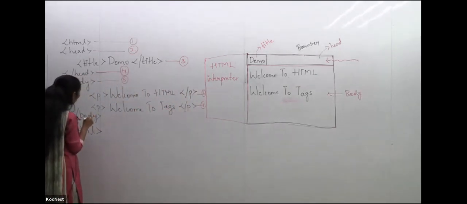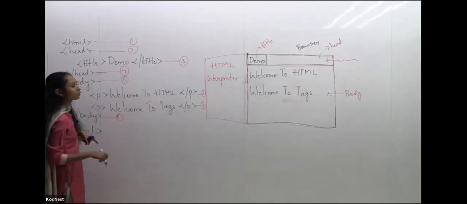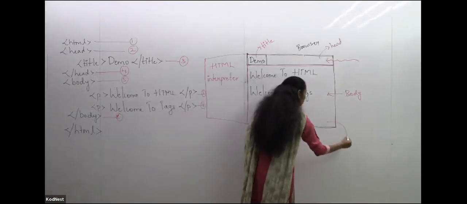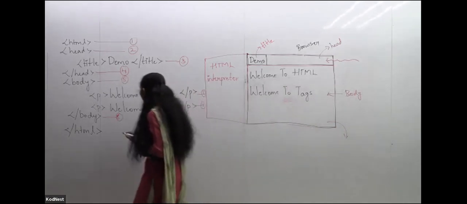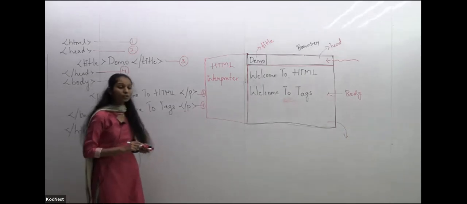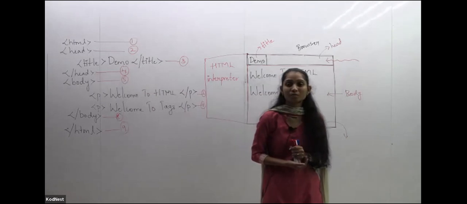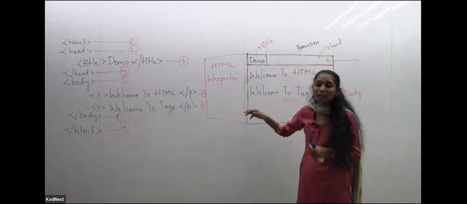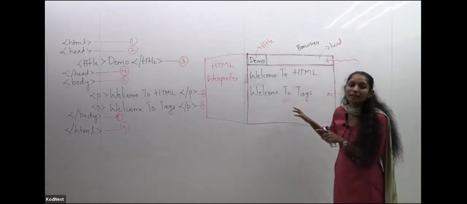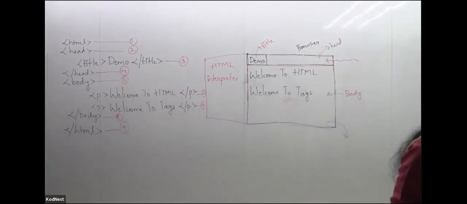After that, it will say, okay, you are closing the body. Fine. So it will understand you have to come out of that body. It will come out of that body, see this respective statement, and understand, okay, you're ending your HTML code here. So line by line, it will go and execute the things, and this is the output that you will finally get. Clear?